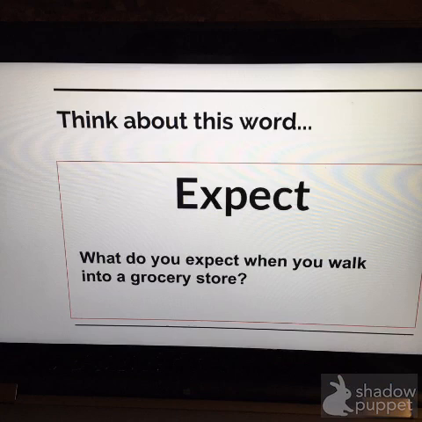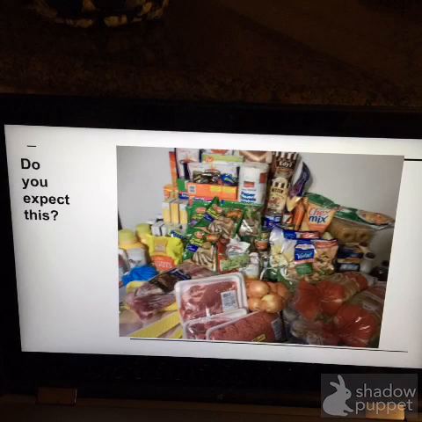Let's think about the word expect for a minute. As a human being, we have certain expectations of things. For example, we have expectations when we walk into a grocery store. I want you to think about what those expectations are. What do you expect to see? Well, we certainly don't expect to see this, right?